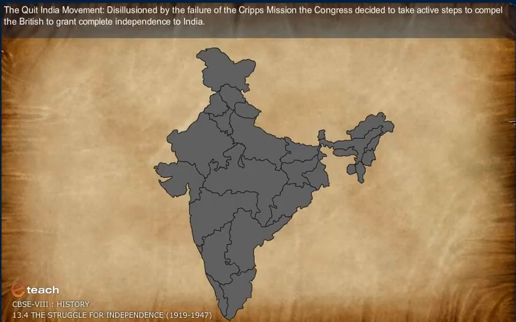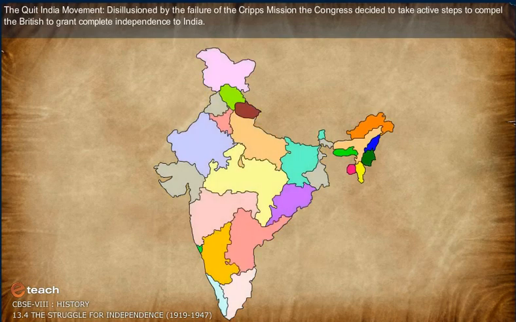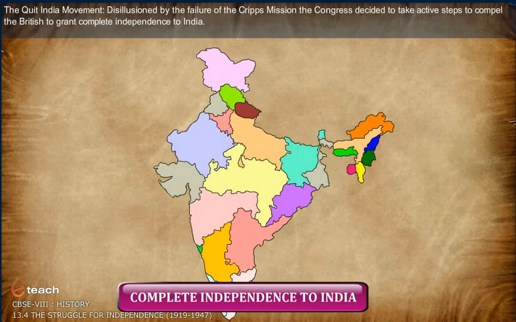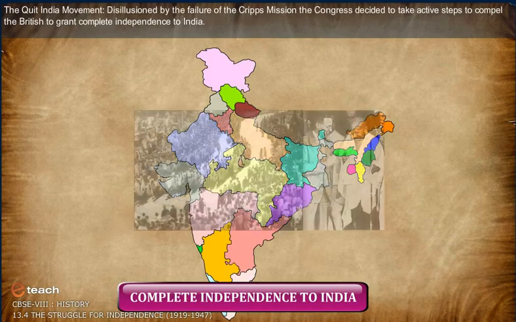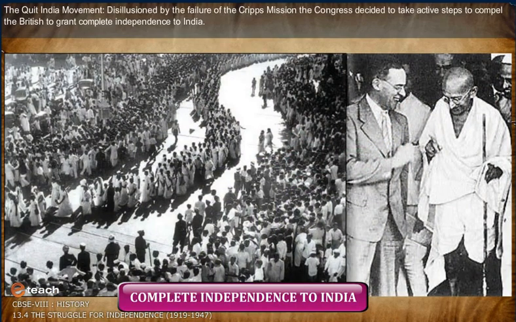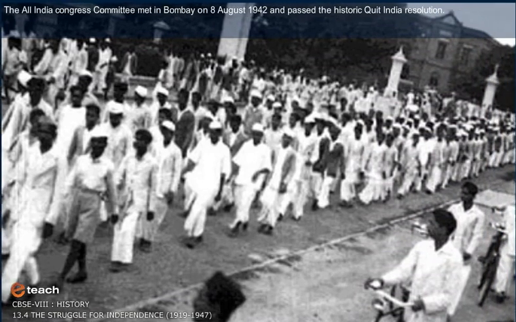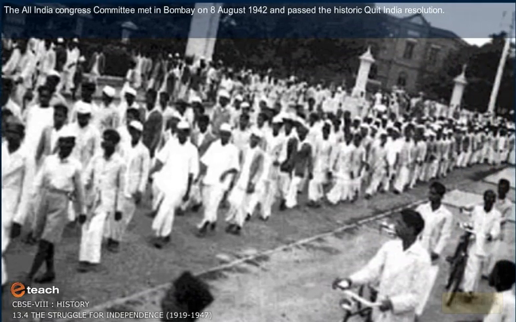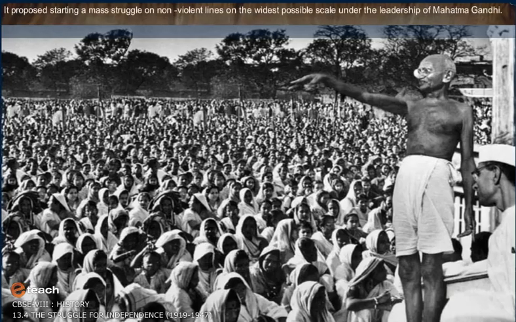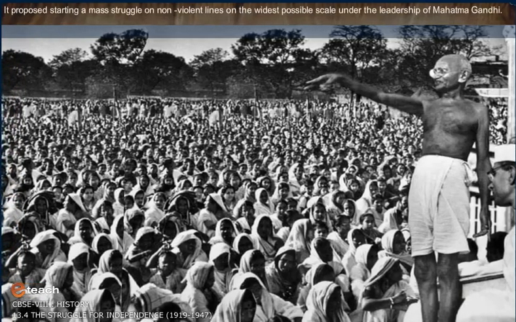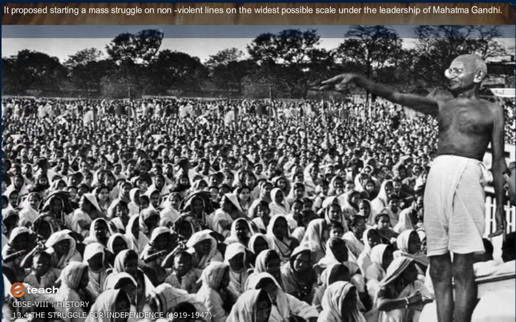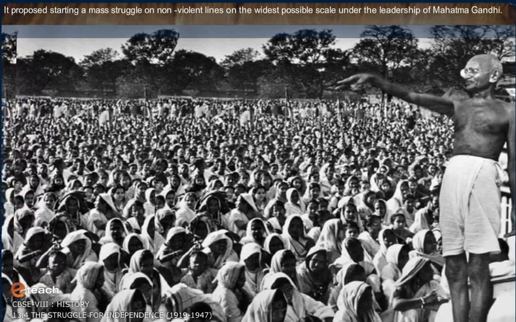The Quit India movement. Disillusioned by the failure of the Cripps mission, the Congress decided to take active steps to compel the British to grant complete independence to India. The All India Congress Committee met in Bombay on 8 August 1942 and passed the historic Quit India Resolution. It proposed starting a mass struggle on non-violent lines on the widest possible scale under the leadership of Mahatma Gandhi.